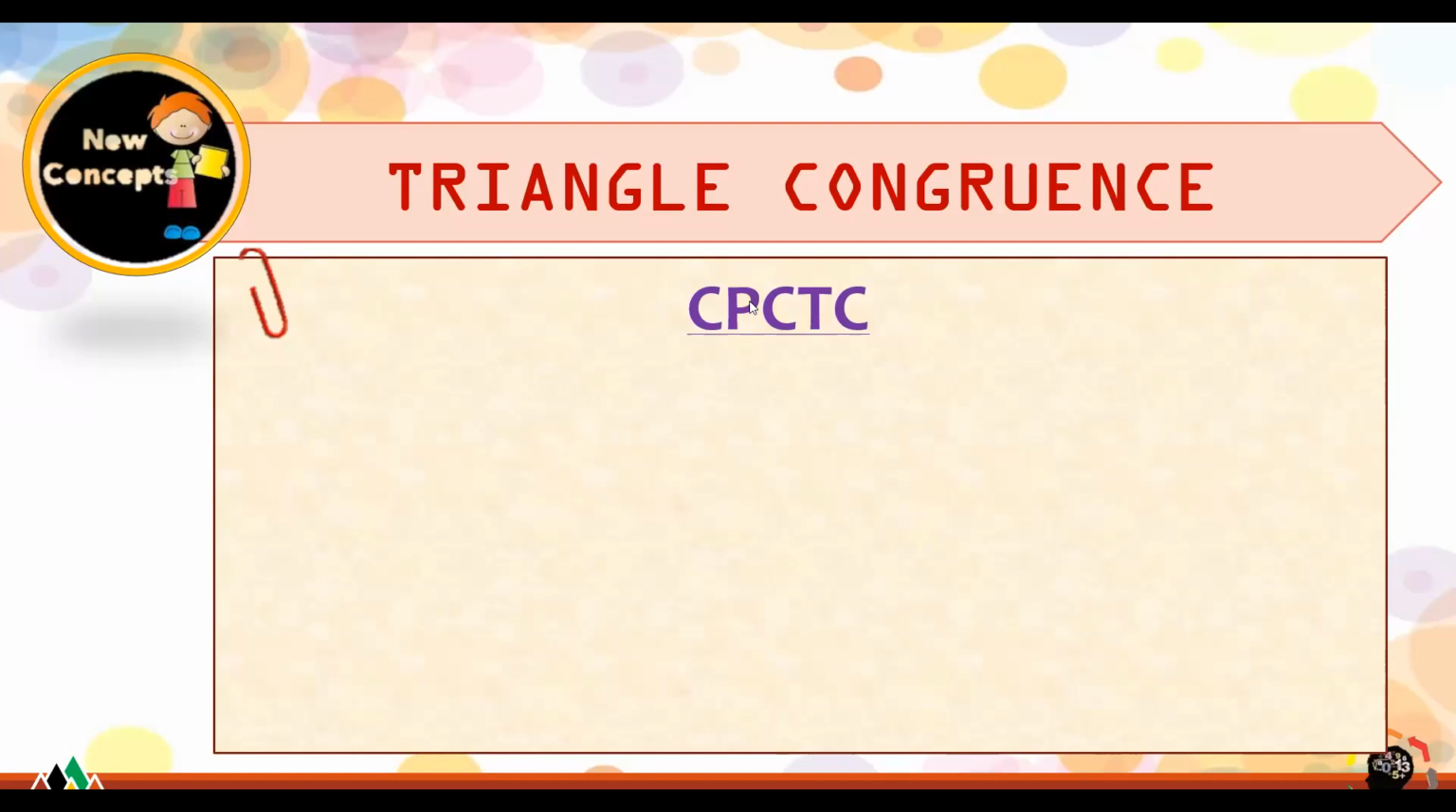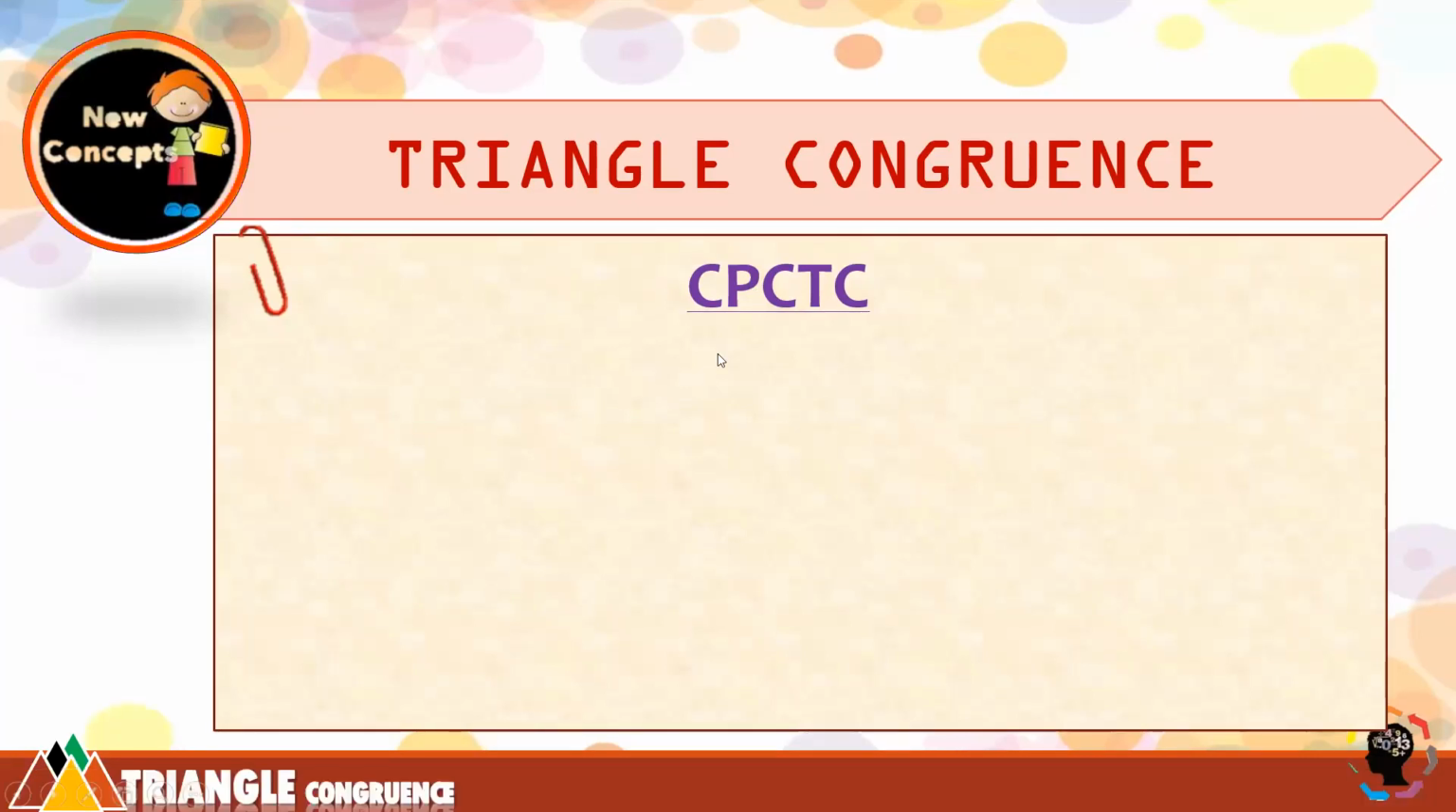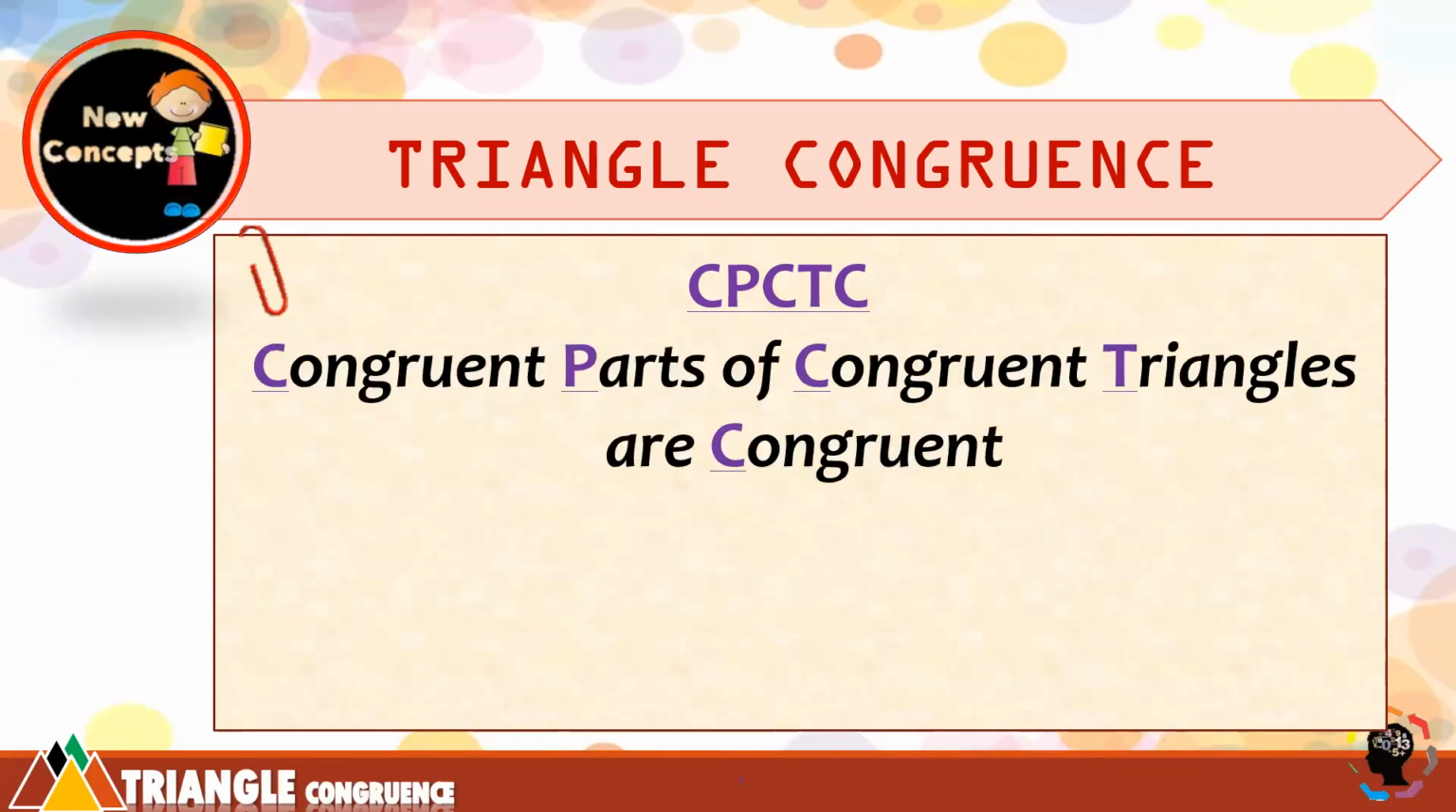Alright, as I was saying, we have CPCTC. We've already encountered CPCTC, the one we use when we do the proving, right? It means that corresponding parts of congruent triangles are congruent. We also have CPCTE.